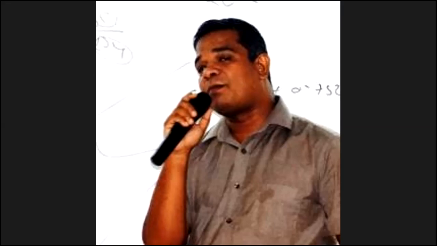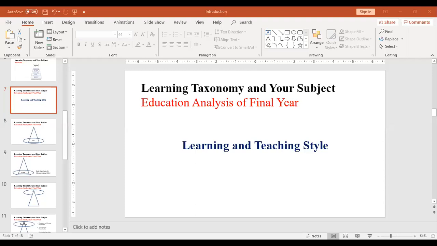Now you have an idea about the three learning domains. What are the three learning domains? Knowledge, skills, attitude. Each domain has certain levels when we are learning and teaching. Then this can be explained again. Why do I explain this again?